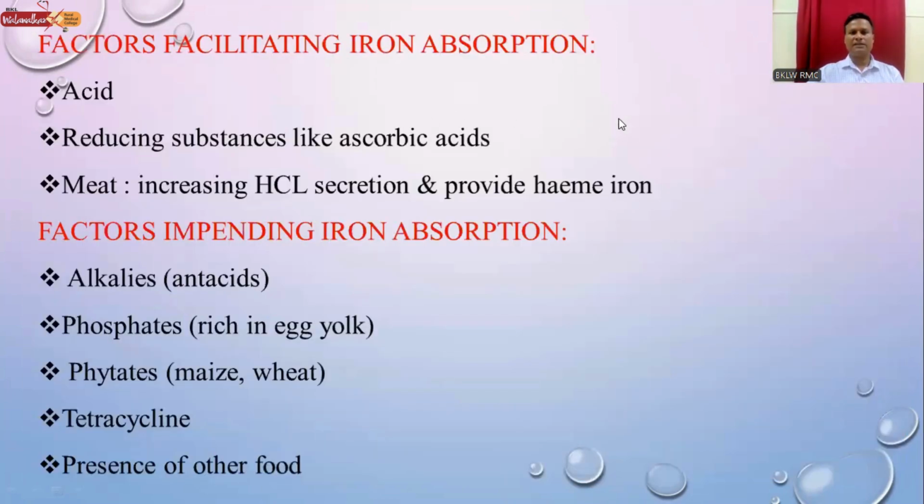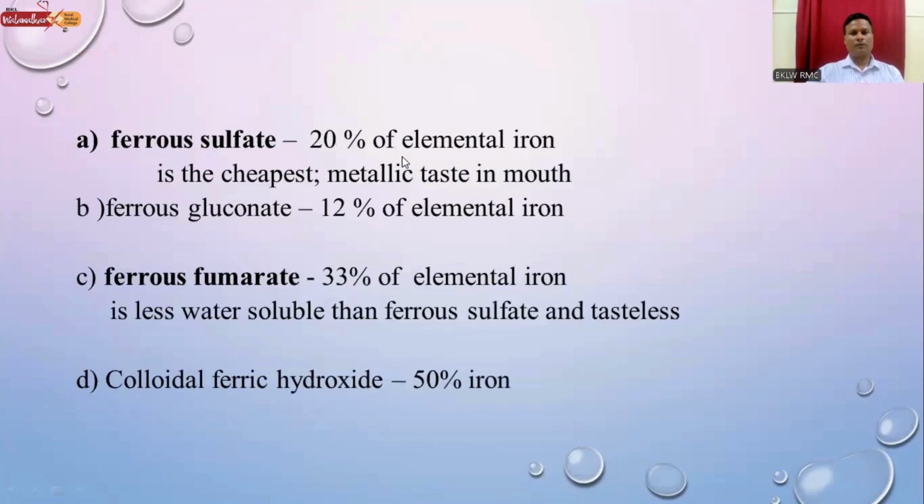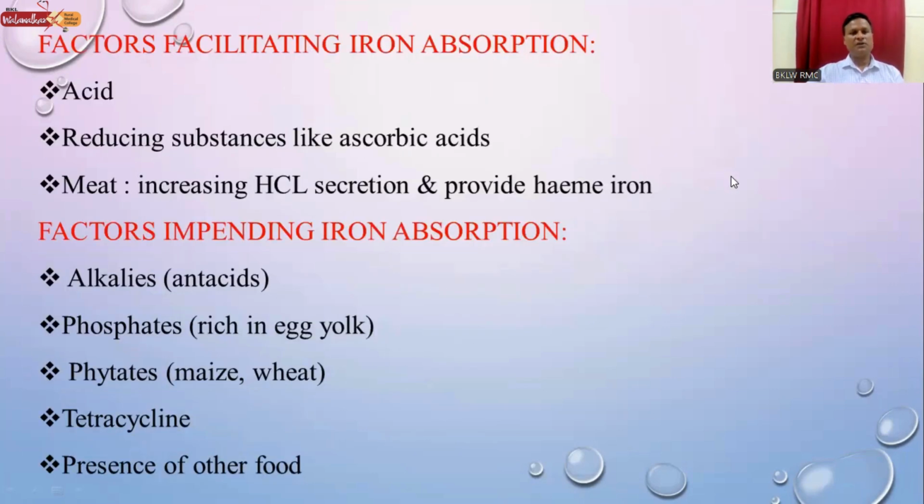So there are some factors which can affect absorption of oral iron. Presence of acid or reducing substances like ascorbic acid, or presence of meat, facilitates absorption of iron from the GIT. While there are a few factors which can reduce iron absorption, like presence of alkalis, phosphates, phytates, then presence of tetracycline tablets, and presence of food can reduce absorption of dietary iron.